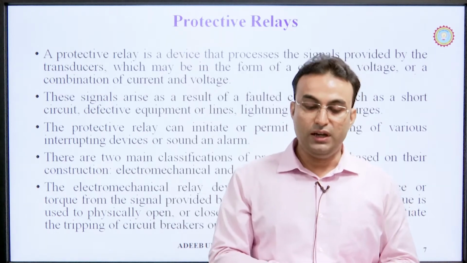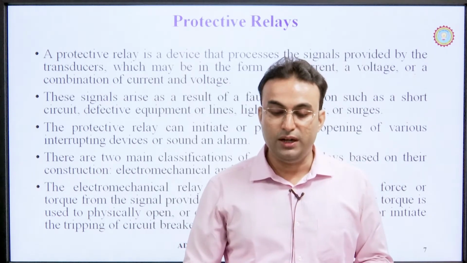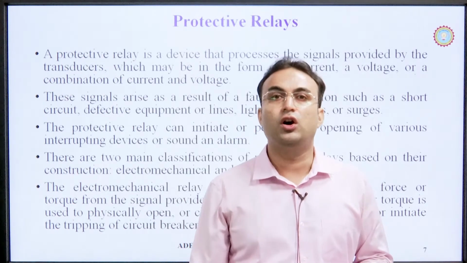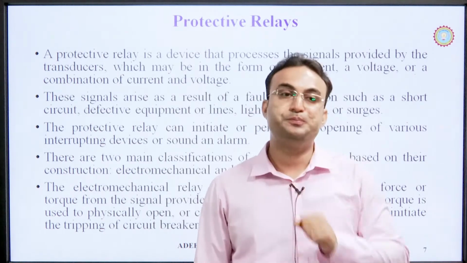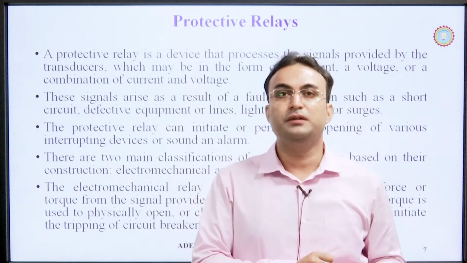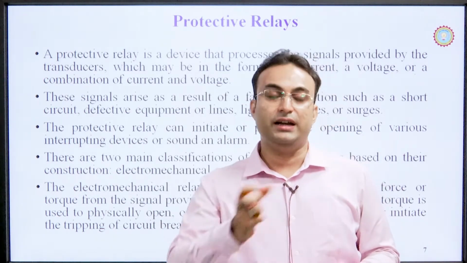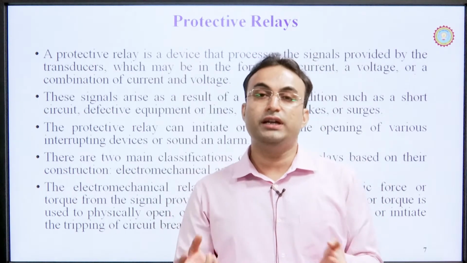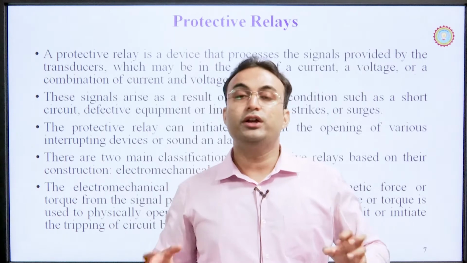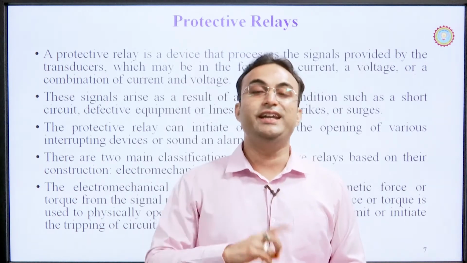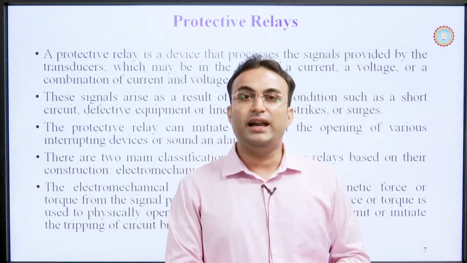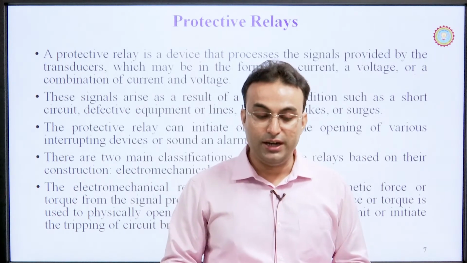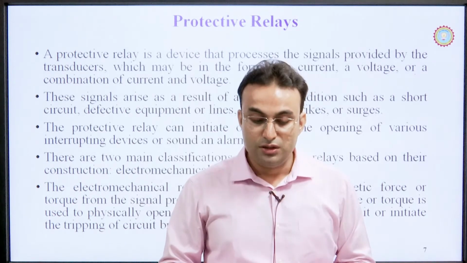A protective relay is a device that processes a signal provided by the transducer, which may be in the form of current, voltage, or a combination of these two. The current transformer gives the current, and the potential transformer gives the voltage. So, in a relay we use the current, the voltage, or the combination of current and voltage coming from the CT and the PT both. These signals arise as a result of faulted conditions such as short circuits, defective equipment, and lightning strikes or surges.